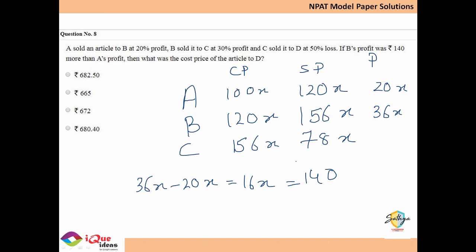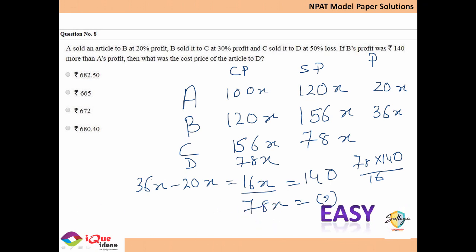to 140. So the cost price of the article to D is 78x. So if 16x is 140, 78x is how much? So 78x multiplied by 140 divided by 16x, the x gets cancelled. You simplify this, you will get 68.25 as the answer. So here it's just a matter of calculation, a straightforward application of the concepts of profit, loss and discount, and hence this is a relatively easy problem to solve, and should be attempted in the examination.